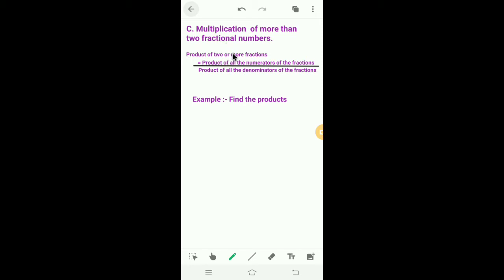Let's learn how to multiply more than two fractional numbers. Let's see the formula. Product of two or more fractions is equal to product of all the numerators of the fractions divided by product of all the denominators of the fractions.